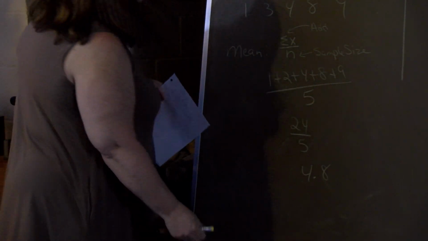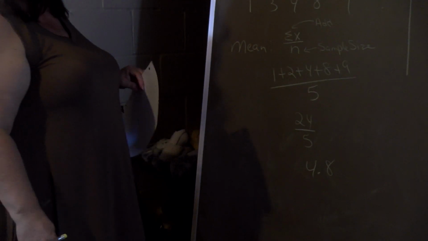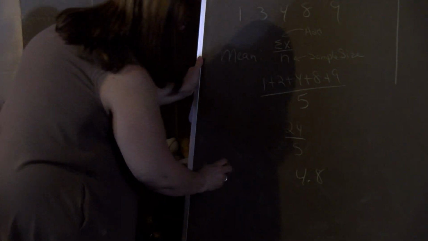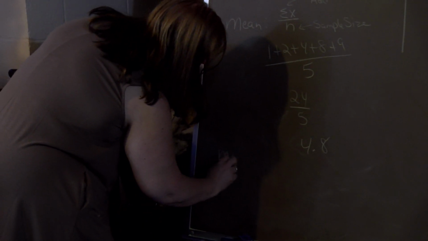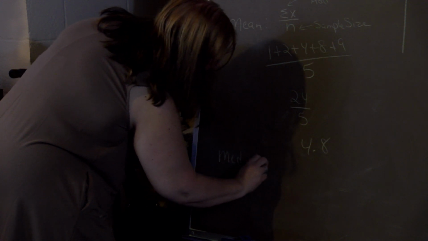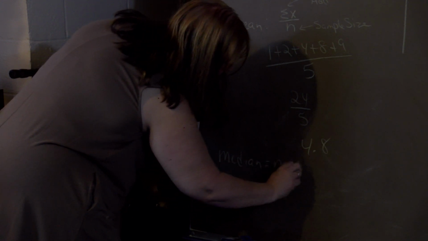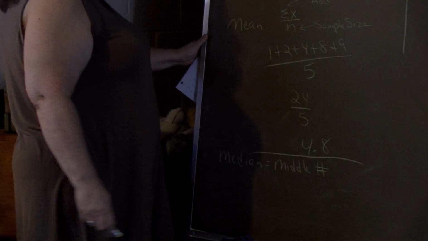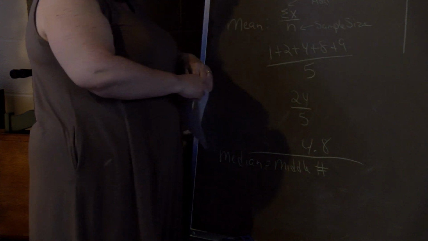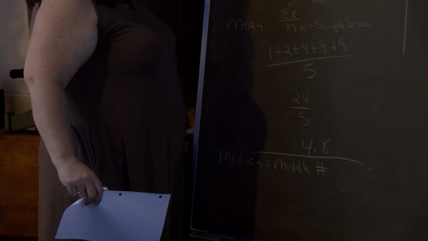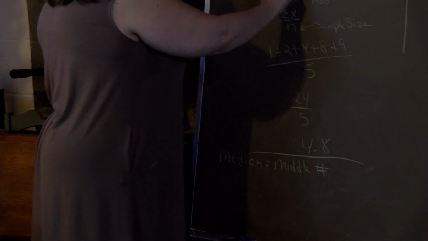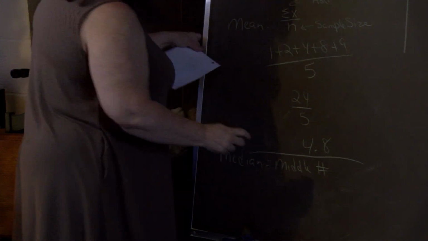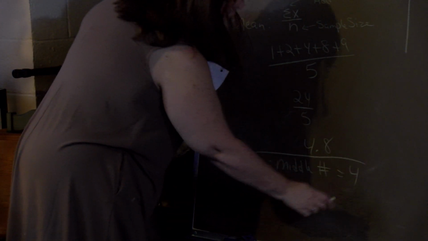So the mean is an average. You add all of them up and divide by how many there are. The median is the middle number. And in this case, make sure they're in order first. I wrote them in order. The middle number would be 4. When there's an odd number, it's the middle one. So in this case, it's 4.